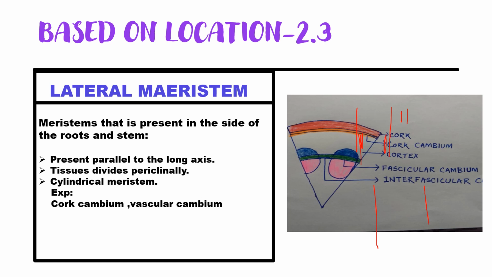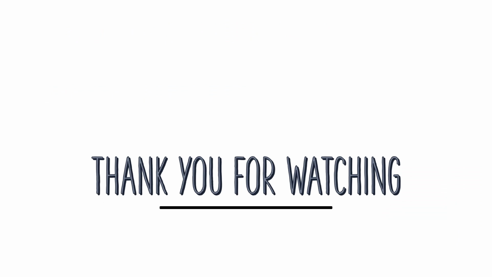Examples of lateral meristem are cork cambium, fascicular cambium, and interfascicular cambium, which add new cells to the plant and increase its diameter.